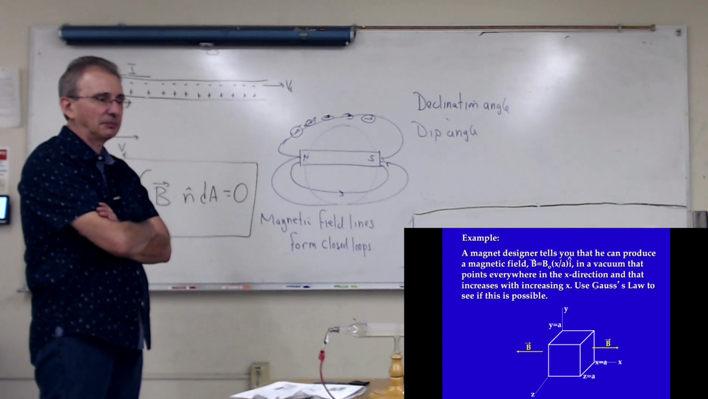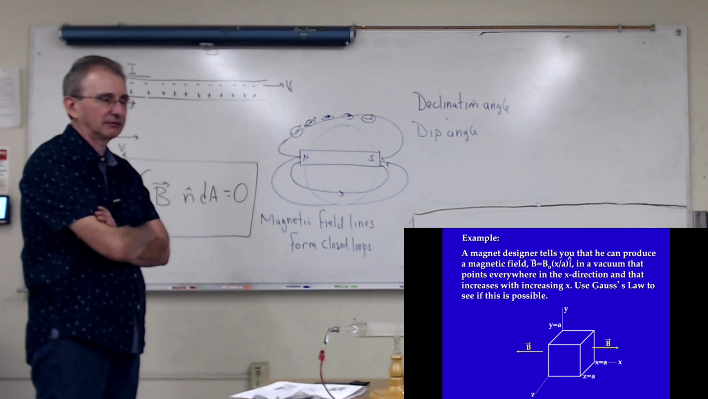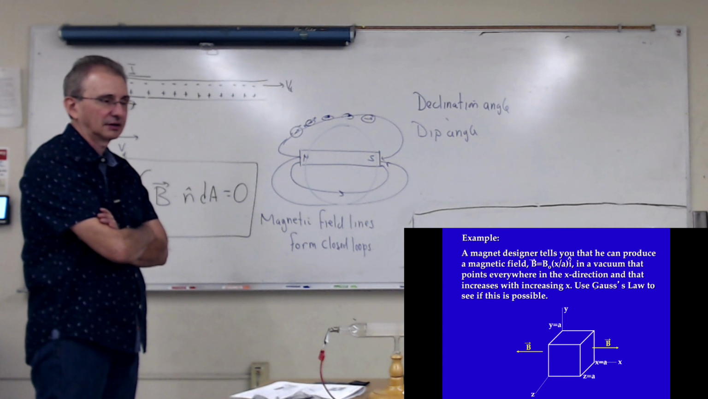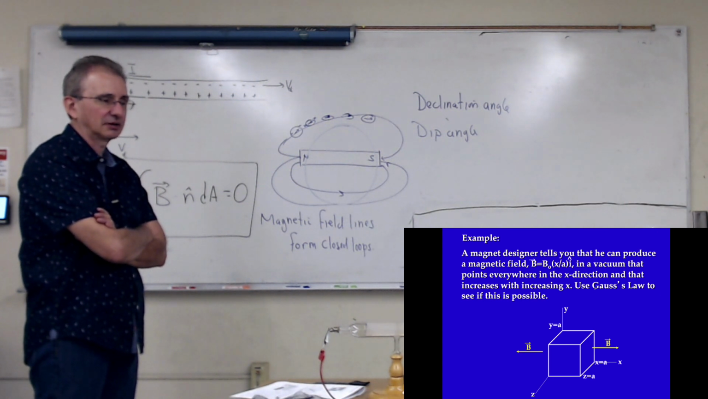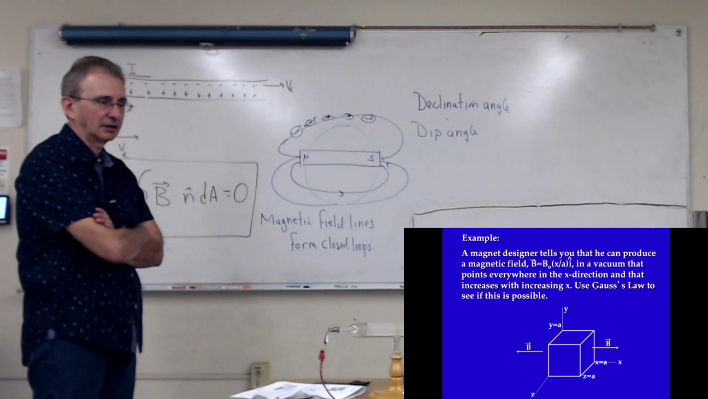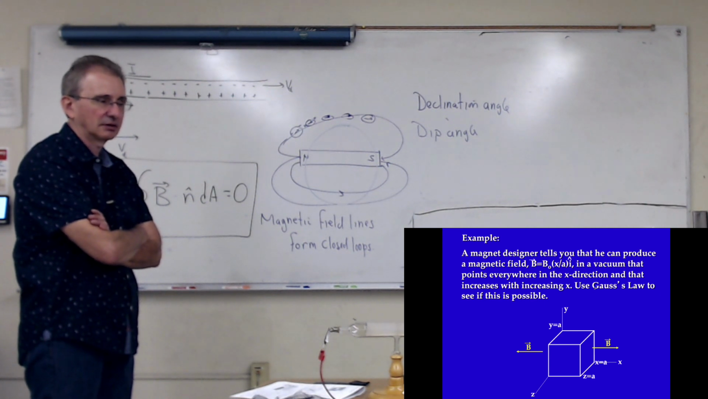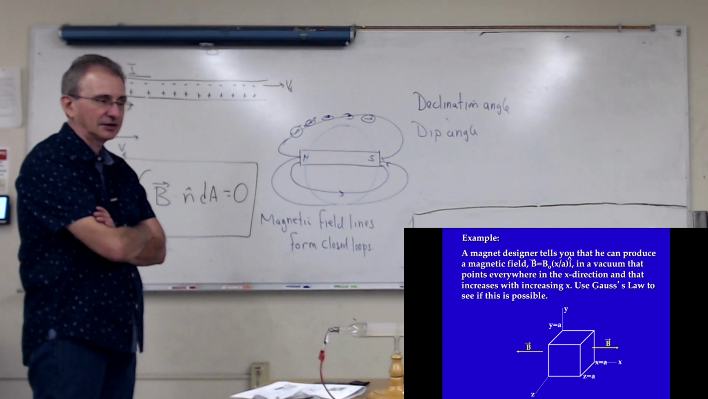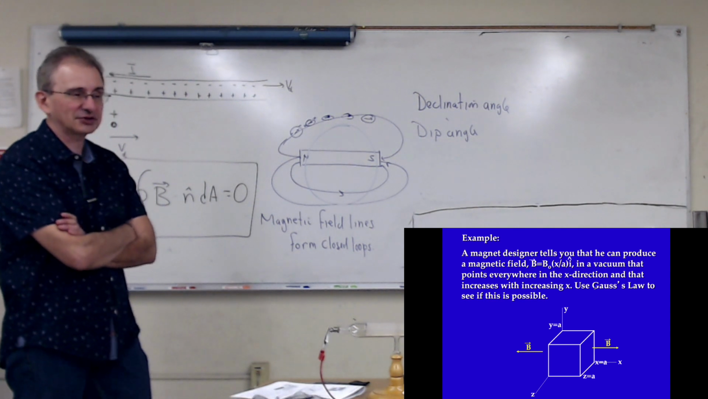So, suppose a magnet designer tells you that he or she can produce a magnetic field given by that expression over all space. Is this person telling you the truth, or is this person lying to you?